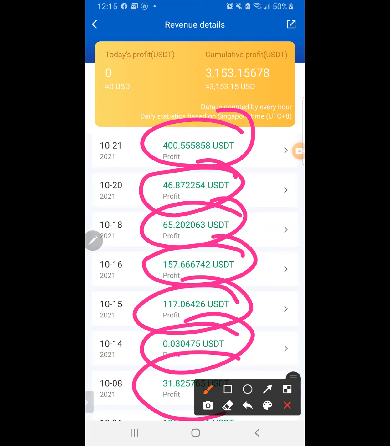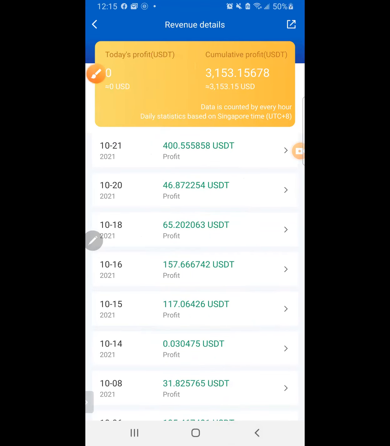Now, what are they doing? This guy is working and he doesn't even have time to look at his accounts. 24 hours, he works, he goes, he comes back home, he sleeps, he just checks his profit and he sees that he has made money. What are they doing? Very simple.